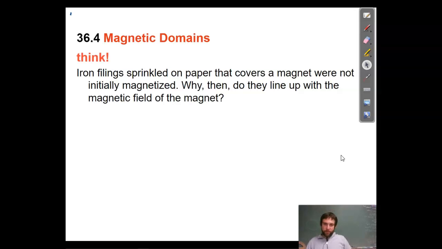Think about this. Iron filings sprinkled on paper that covers a magnet were not initially magnetized. Why then do they line up with the magnetic field of the magnet? What do you think?